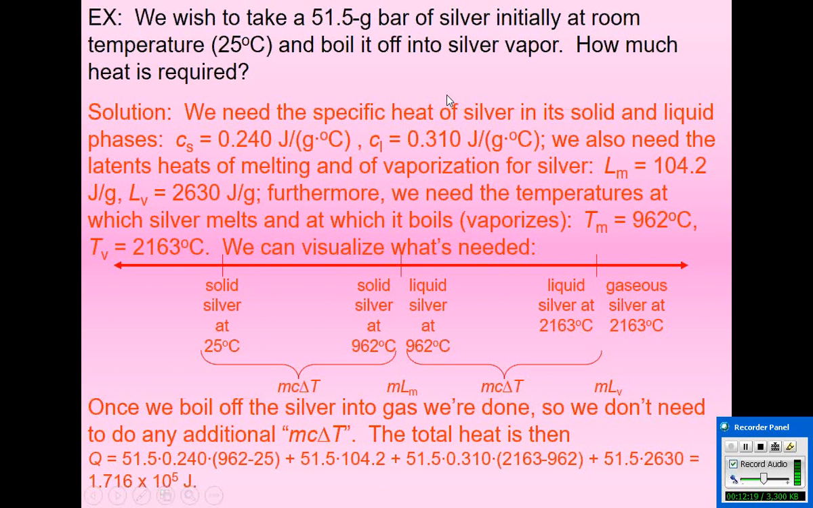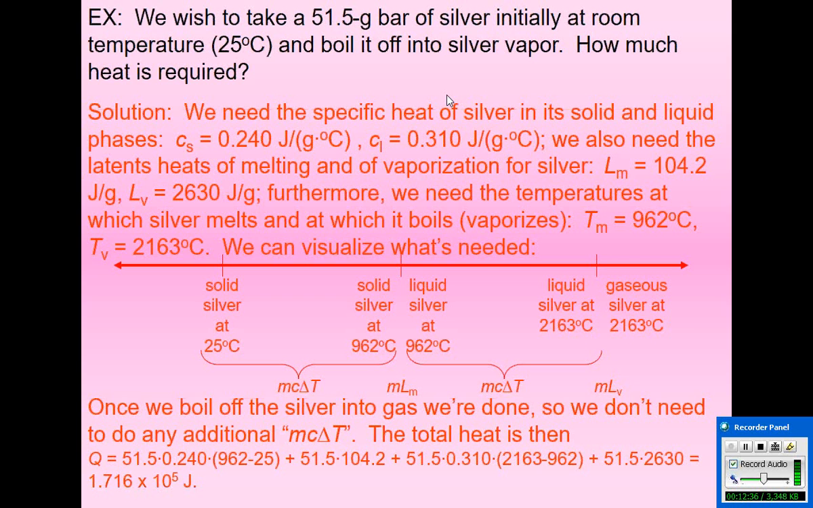We have 51.5 grams of silver that is initially at a temperature of 25 degrees Celsius. And all we want to do is boil it off into its gaseous phase. How much heat is required? Well, what information do we need?